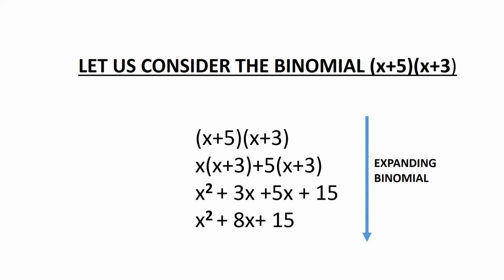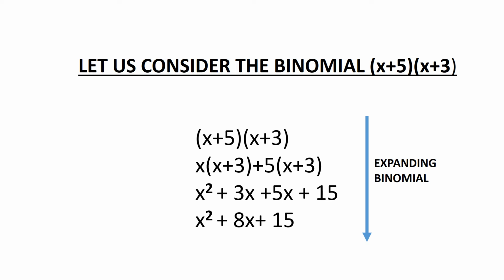So here, I'm multiplying x plus 3 by x plus 5. To use the distributive law to do this, I'm going to multiply x plus 3 by x first, and then I go ahead and multiply x plus 3 by 5. Then my aim is to find the sum of those two products. Let's see the result.